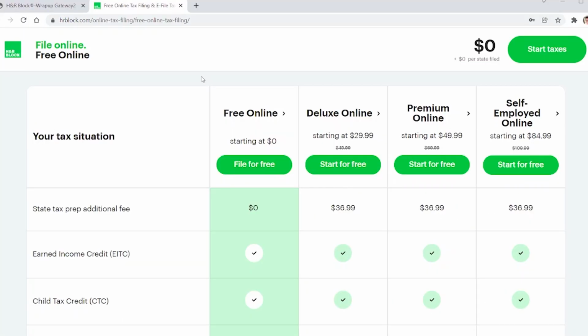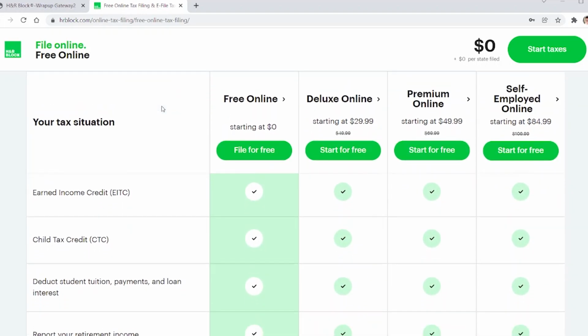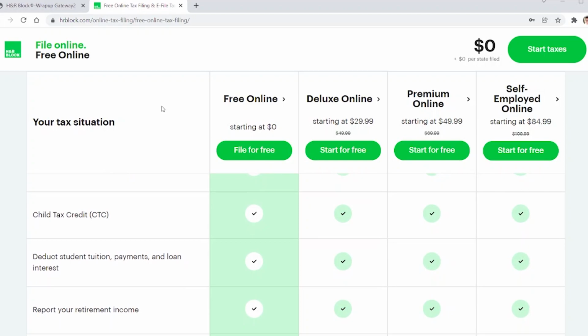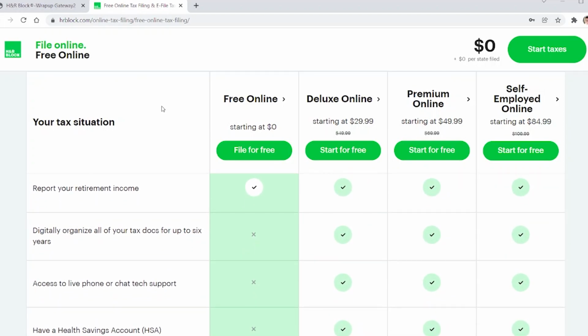So let's take a look at the pricing for HRBlock.com. They do have one of the best free offerings out there. Their free filing is free for federal and free for state, but you are limited on which forms you can do on that program. But they do include more than some of the others. They include the earned income tax credit, the child tax credit, tuition information. Strangely though, they do not include HSAs.